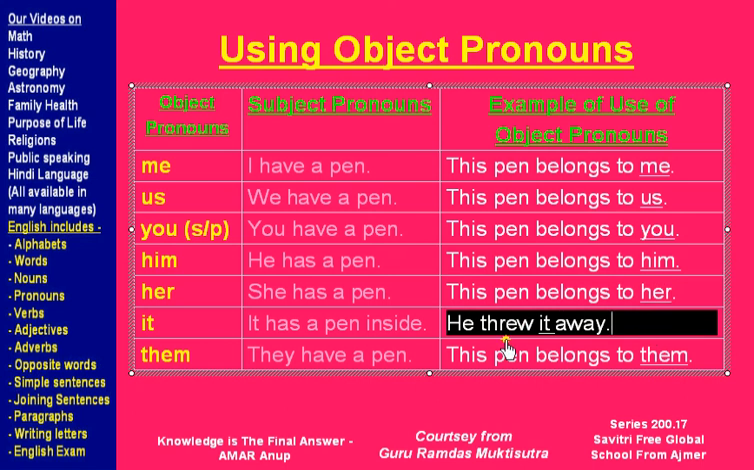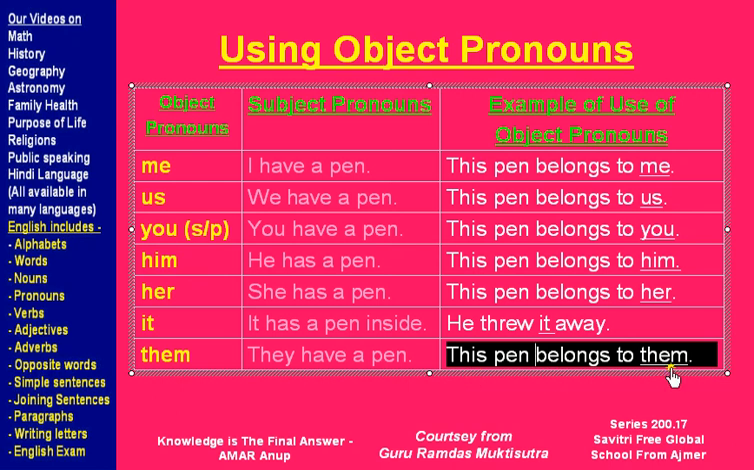Same way, he threw it away. He is the subject, threw is the verb, it away is the object. This pen belongs to them. Again, them is the object pronoun form of they. They have a pen, compared to this pen belongs to them.